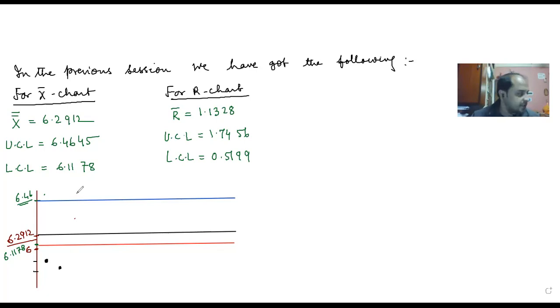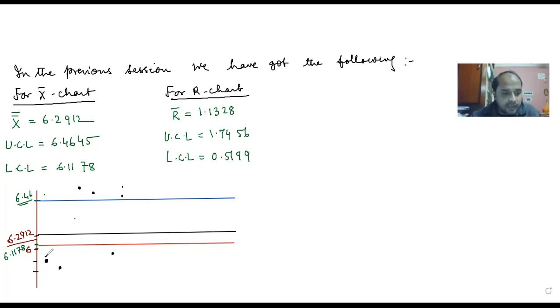Next point was 6.85, so that is above UCL, so you are going to do it like this, and then you have 6.75, so you do it like that, and then 5.83, you do it like that. Okay, 7.22, you do it like that, and in this manner you can plot all the points. If I plot the points right now over here, it will just kill time. I'm just showing you how to plot the points.